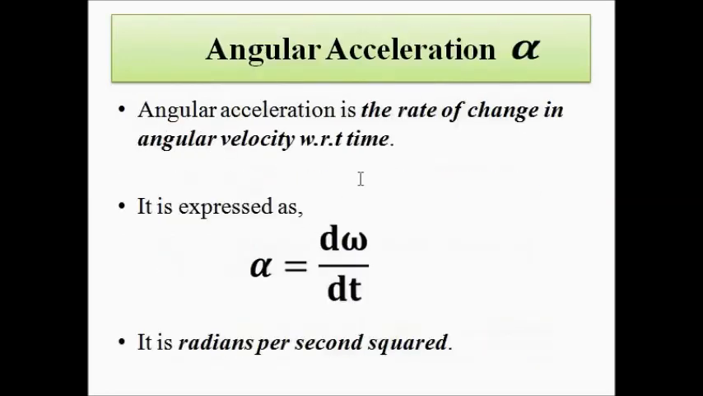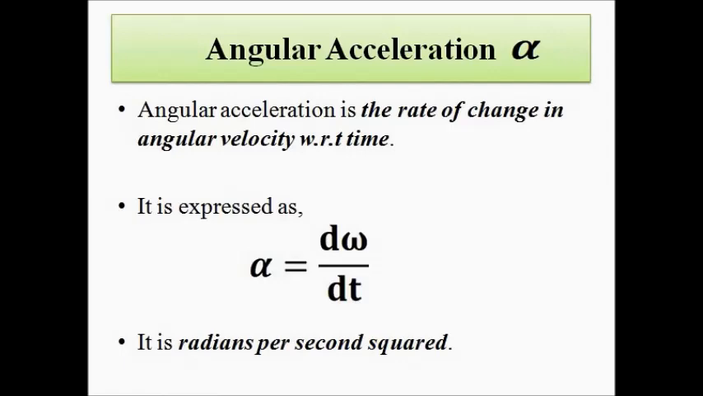The next important term associated with angular motion is angular acceleration. A simple definition: the angular acceleration is the rate of change of angular velocity with respect to time. So it is the time derivative of the angular velocity, d omega by dt, which is alpha, the angular acceleration. The symbol of angular acceleration is alpha, and the unit is radians per second squared. So here are some of the important terms associated with rotating electrical machines.